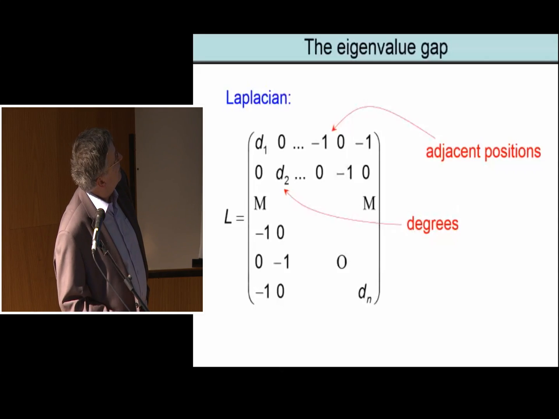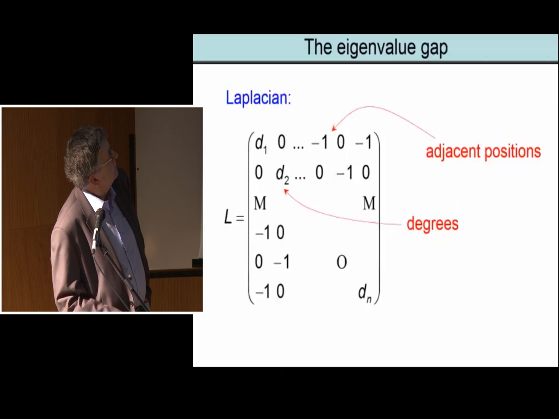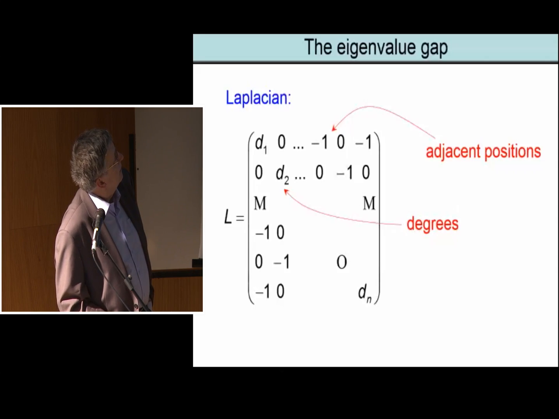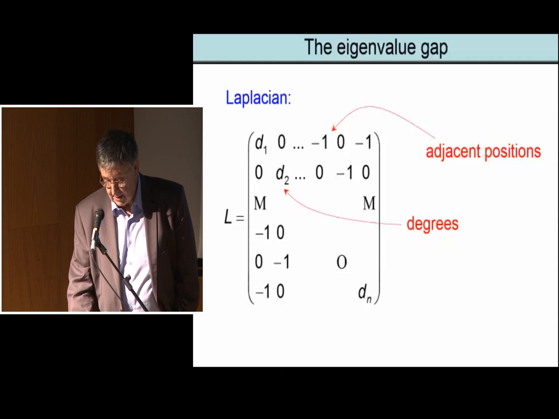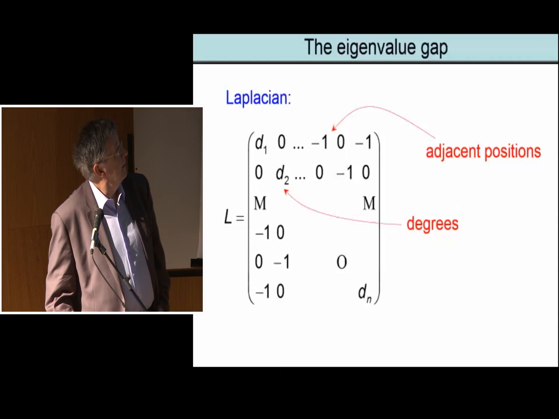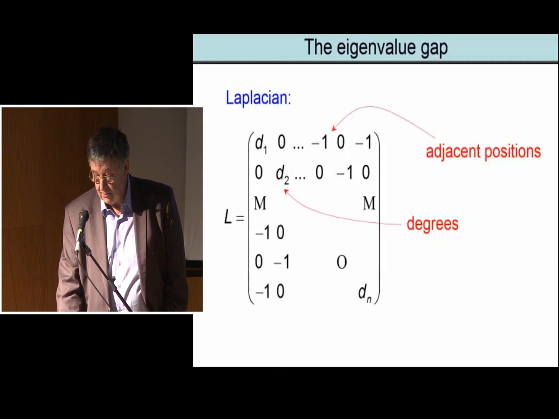So this is a matrix. Rows and columns are indexed by the vertices of a graph. You put a -1 if the row and column positions are adjacent, 0 otherwise, and in the diagonal you put the degrees of the nodes. This is a positive semi-definite matrix. The least eigenvalue is 0, because if you apply it to the all-ones vector, you get the zero vector. So this is the Laplacian, a very important matrix associated with any graph.